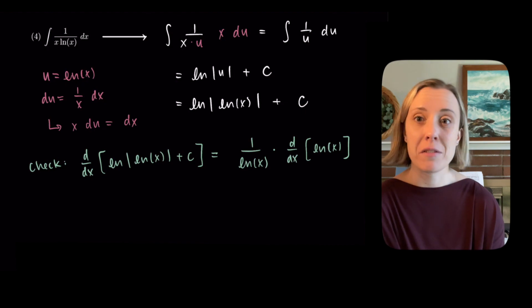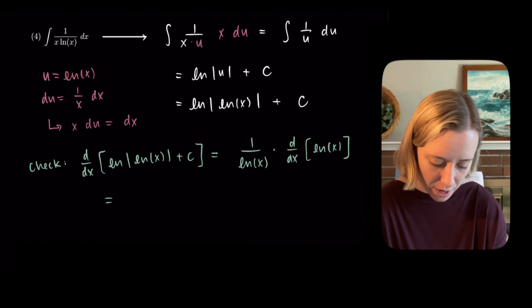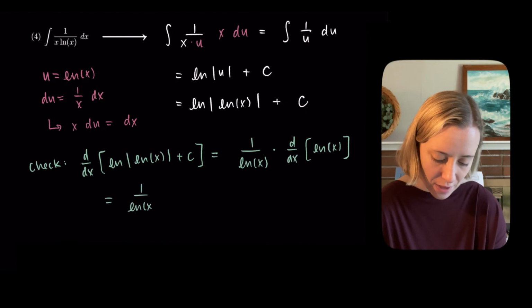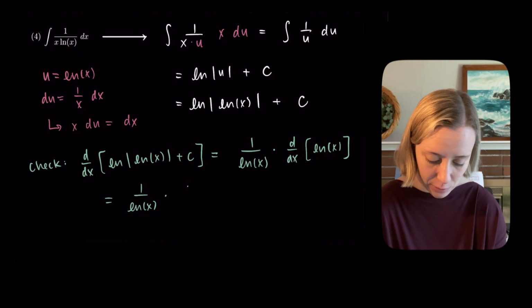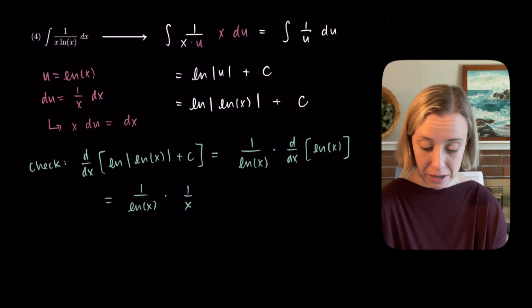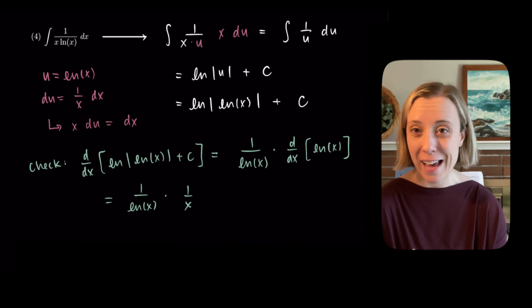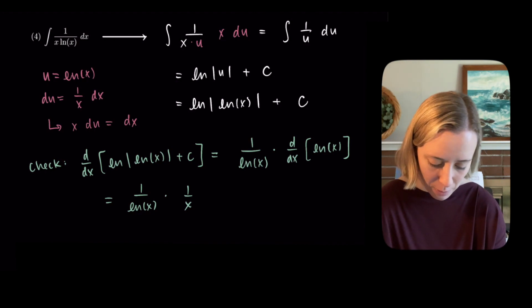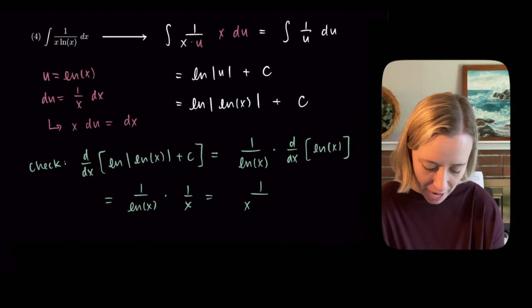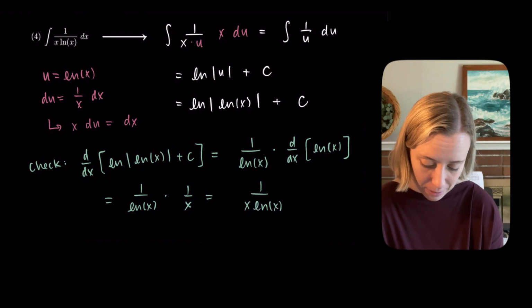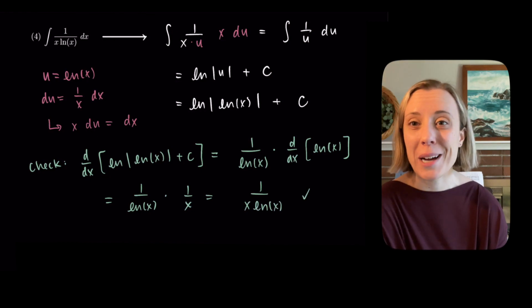Okay, and then the derivative of the plus c is 0. Okay, so we have 1 over ln x. Then the derivative of natural log of x is 1 over x. And there we go. So I'm getting 1 over ln x times 1 over x, which when we put these together is just 1 over x ln x, which is what we started with. Cool, there we go.